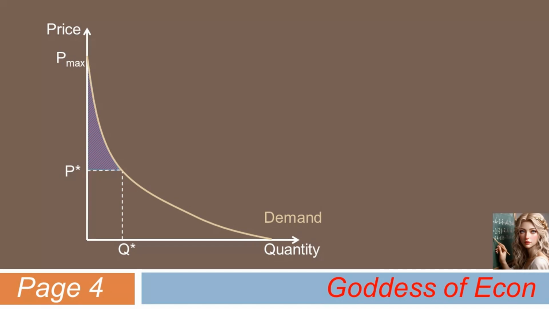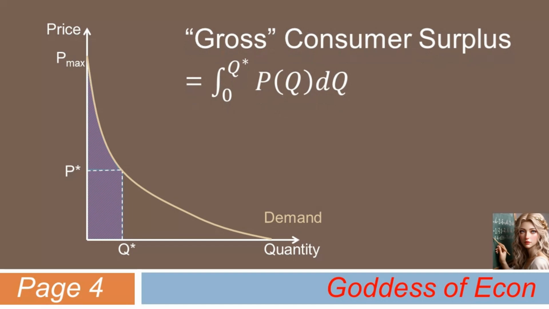Well, in 2 steps as follows. First, we calculate the entire area under the demand curve up to the point where Q equals Q star. Just for your information, that entire area under the curve is sometimes called gross consumer surplus. So, in order to calculate the amount of that gross consumer surplus, we need to find the value of the following definite integral. Given the demand curve represents the inverse demand function, P of Q, the area under the curve is simply the definite integral of P of Q, from Q equals 0 to Q equals Q star.